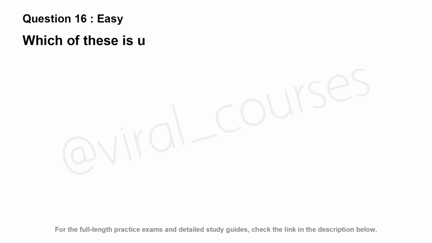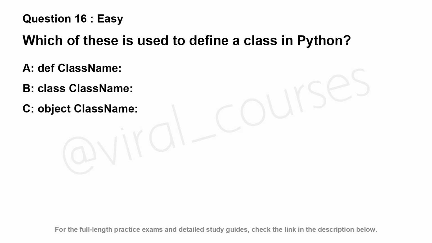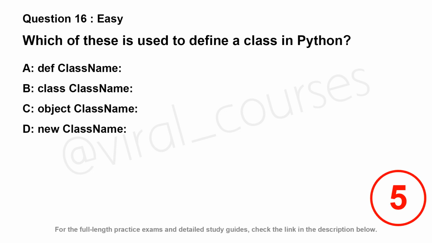Which of these is used to define a class in Python? Option A. def classname. Option B. class classname. Option C. object classname. Option D. new classname.